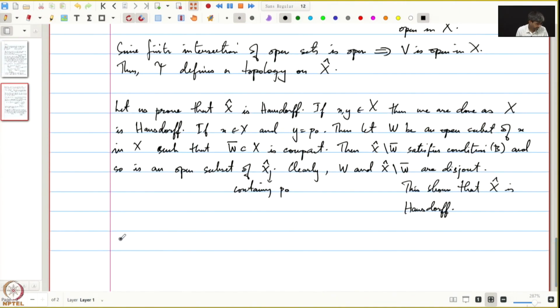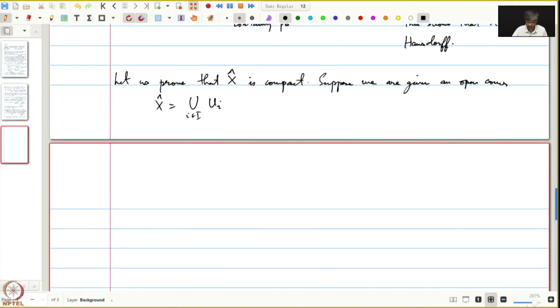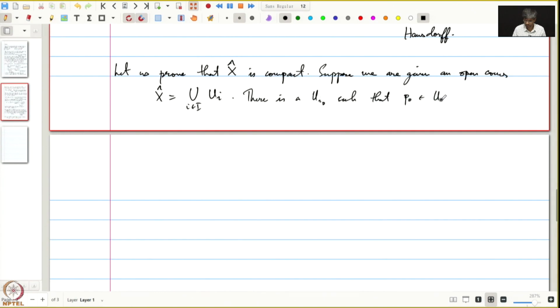Okay. So next let us prove that X hat is compact. So suppose we are given an open cover, so X hat is equal to the union of the U_i's. There is a U_i naught such that P naught belongs to this U_i naught. Thus X hat minus U_i naught is contained in X and is compact.